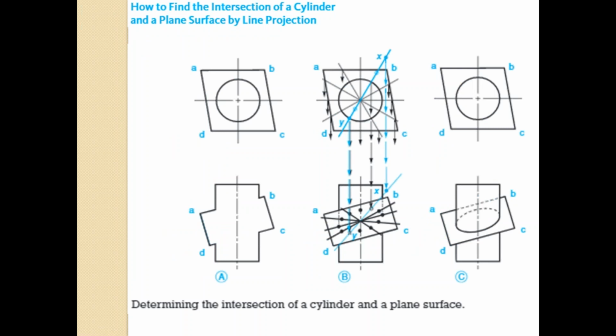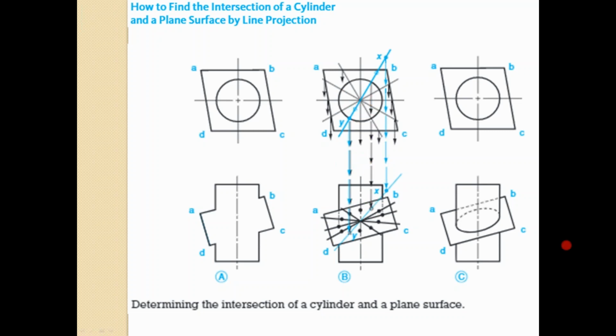Let's learn how to find the intersection of a cylinder and plane surface by line projection. To determine the intersection of a cylinder and a plane surface, given this AB, top view and the bottom view, the first thing you would do is to divide them into 12 equal angles. So 1, 2, 3, 4, 5, 6. Give them 1 angle, 2 angle. Total 12 equal angles.